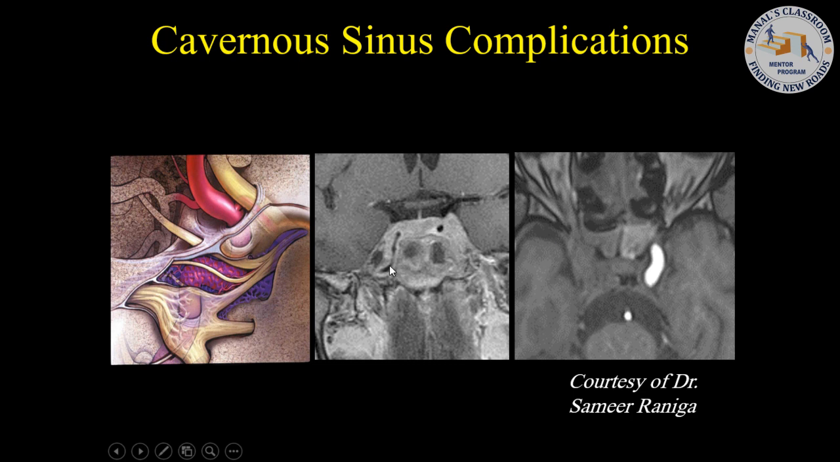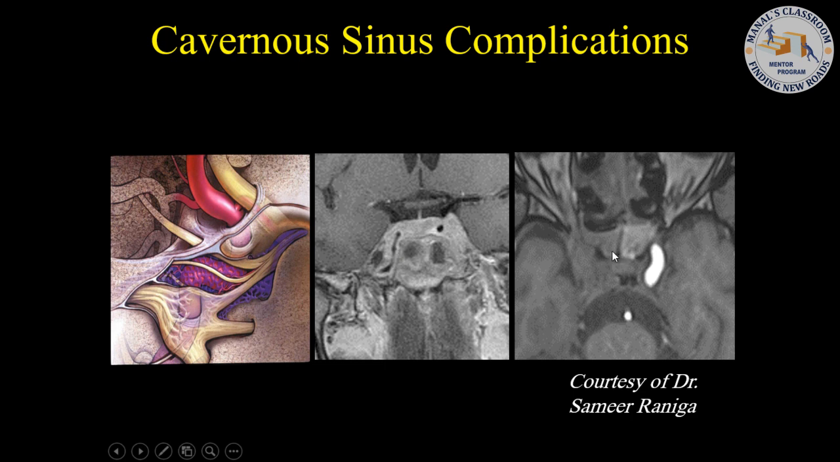sinusitis. This is an example of, notice this right cavernous sinus here in the carotid artery. It's very, very narrowed. And in this case, on the axial and gradient echo image, there's complete loss of signal involving the carotid artery. So this, in this case, is an example of extension into the cavernous sinus with narrowing of the internal carotid artery.